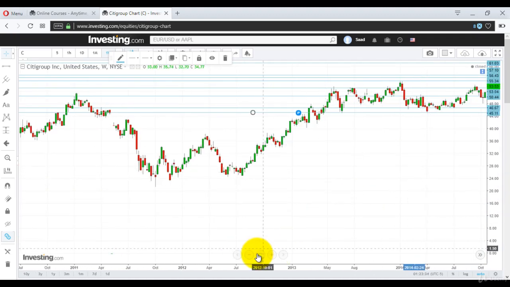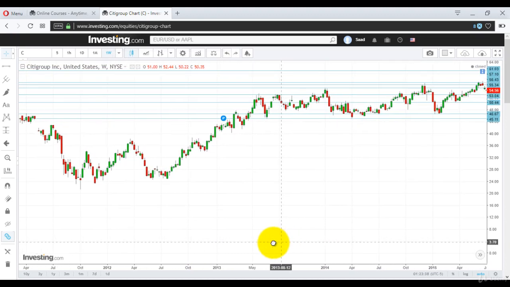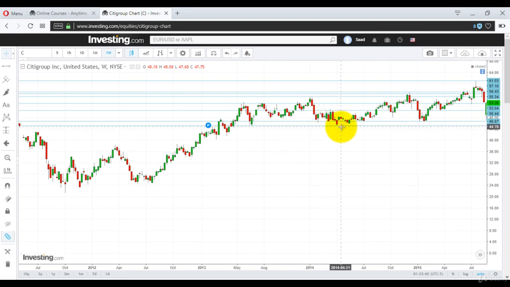Just look at this. I've now changed it to weekly level. And what do you see? The same lines happen to make sense. And just look at it here. I made the line on the extreme low right here. This low, June 2013. It touched 2014 April as well. And this line was formed on these lows. It touched the low again.